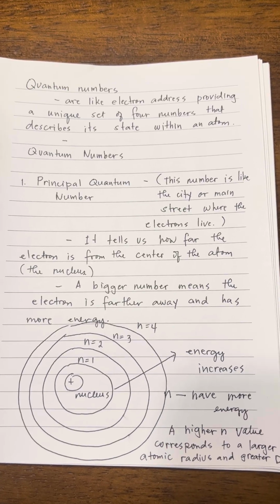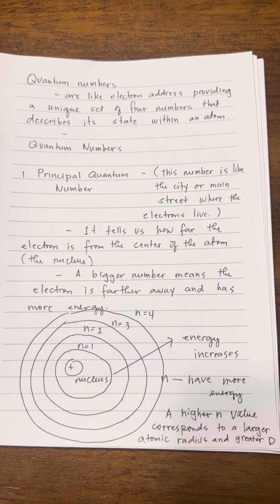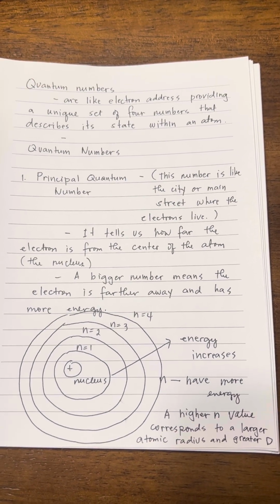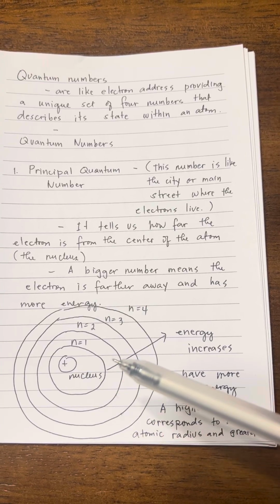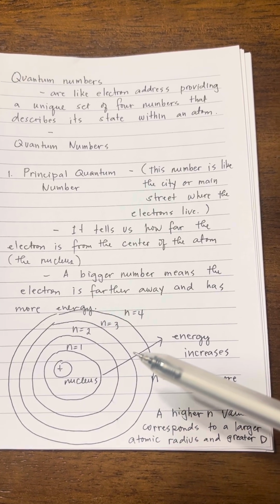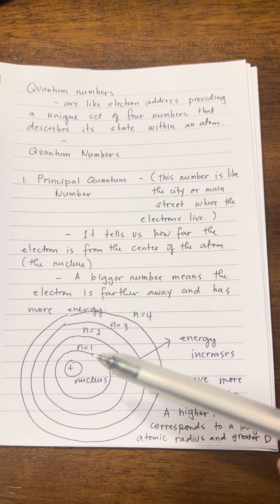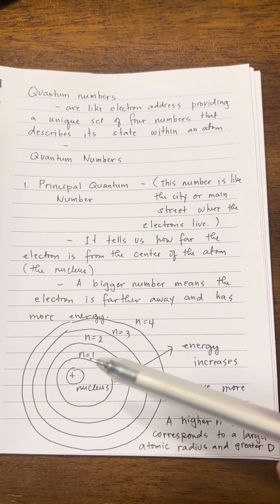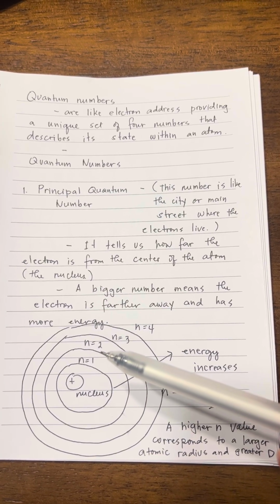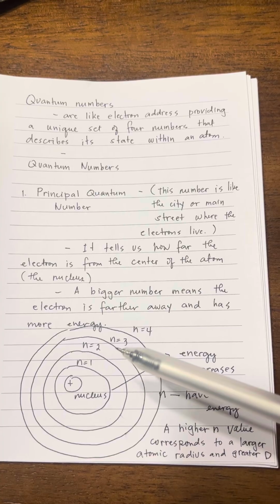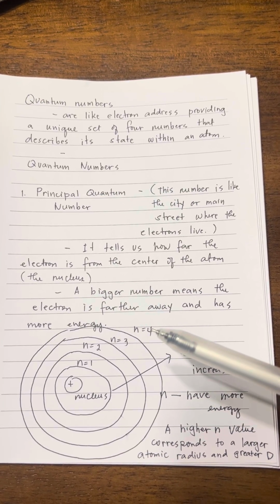A bigger number means the electron is further away and has more energy. These are the energy levels starting from the nucleus. These circles here are the energy levels, and these are the principal quantum number. N equals 1 in this energy level, N equals 2 in this energy level, N equals 3 in this energy level, and N equals 4 in this energy level.